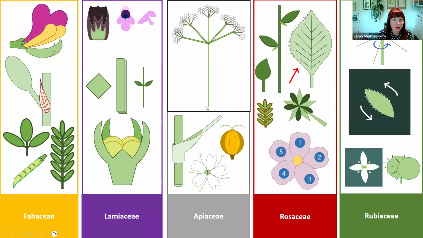So we'll do a quick recap over those 5 species, and then we'll see where we're at with questions. So the pea family, Fabaceae. We've got that classic pea flower with the standard petal, the wing petals and the keel.